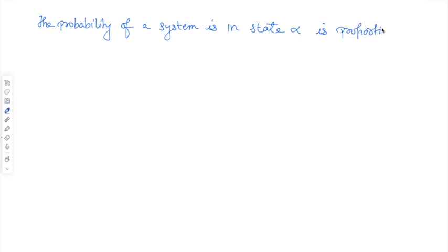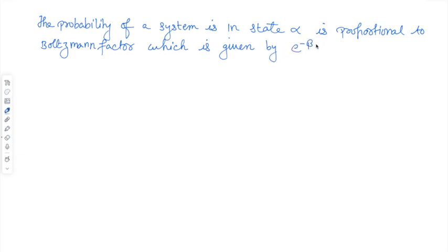As we know, the probability of the system being in a state alpha is proportional to the Boltzmann factor, which is given by e to the power minus beta times E alpha, where E alpha is the energy of the system, and beta is the shorthand notation for 1 over kBT.